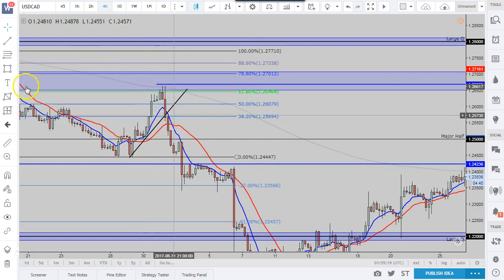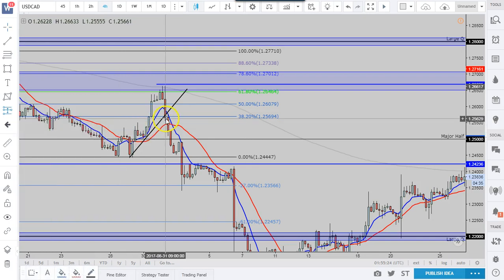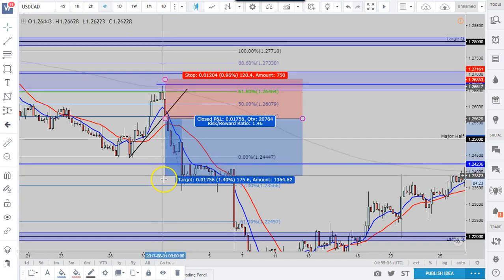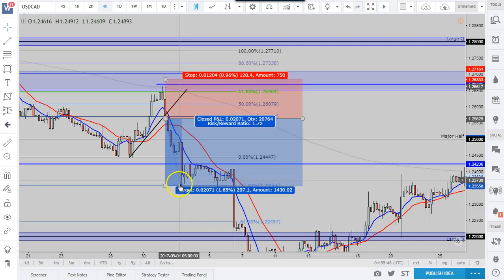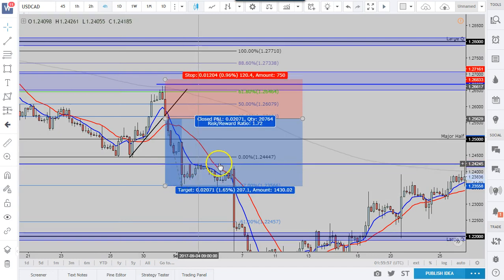And also a CTL should be drawn. And then your entry point should have been somewhere here. Then your stop loss should be above the previous highs. And then your target, 207 pips. As you can see, when price reached the target, you can see how price reacted to that level of the extension level, the minus 27% extension level. You can see we had a little buy move, and then price continued to the downside.